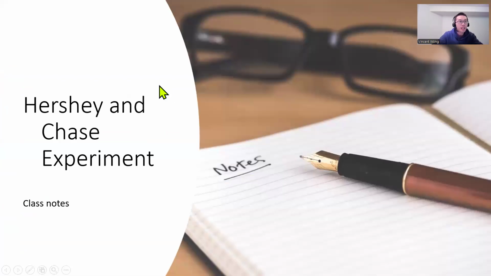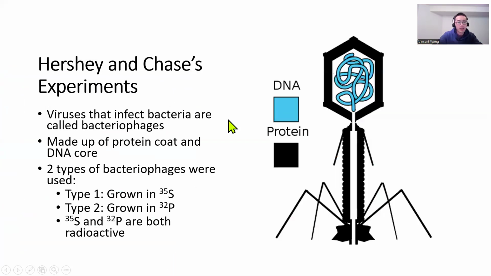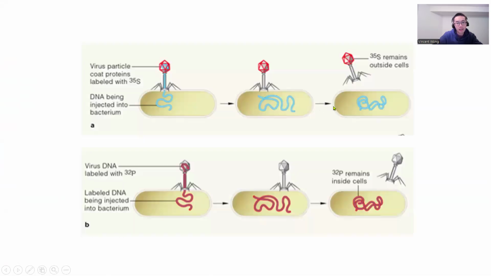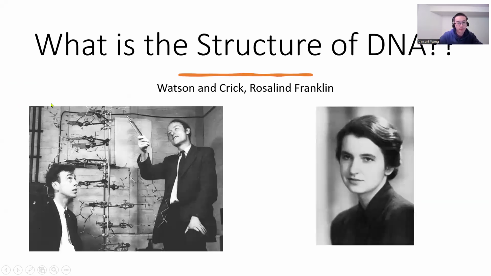All right, so that was the Hershey and Chase experiment. This is what I was trying to show you with the protein coat and the DNA core. And then you can see in the experiment, the protein stayed outside, but then the DNA went in. It's exactly what we wrote down. You can look at the pictures, and try to understand it a little bit more.